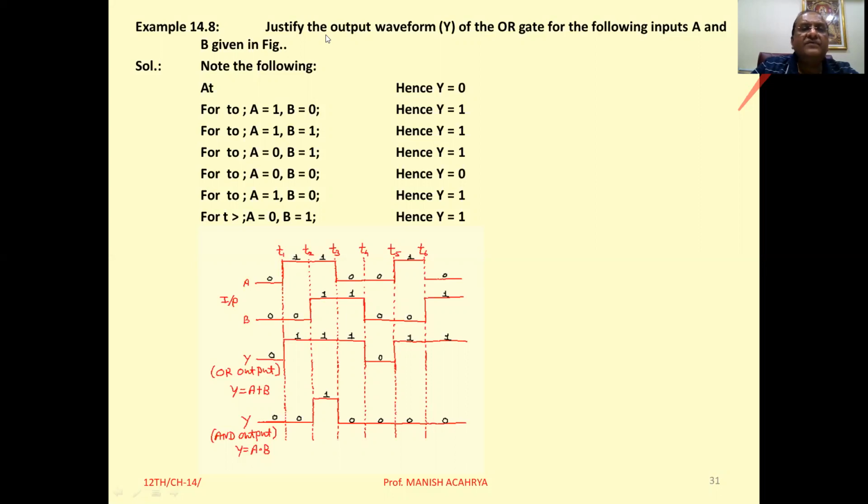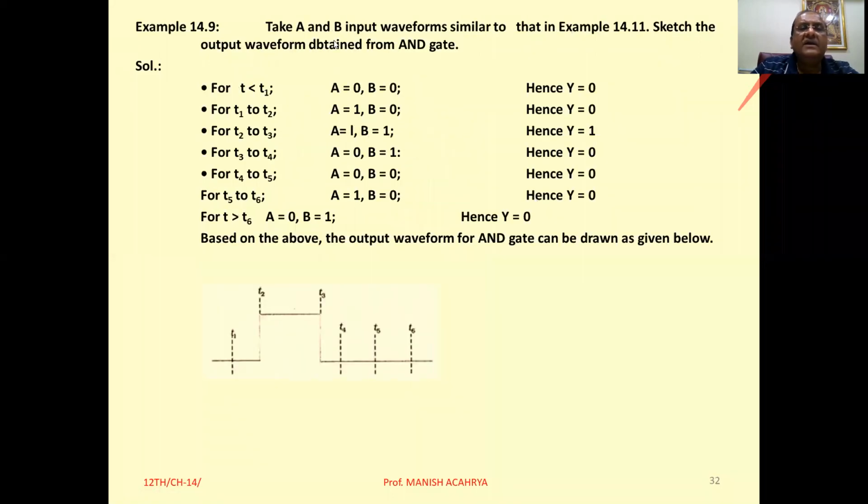Then after, see, take A and B input waveform similar to that in example 14.11. Sketch the output waveform obtained from an AND gate. Now see, for an AND gate we know this thing, if all the inputs are present, then and only then we will get output. In any other case, we will not get output. So see here, A and B both are 0, 0, so output is 0. So we have to prepare the waveform for output. So up to T1 the output is 0.